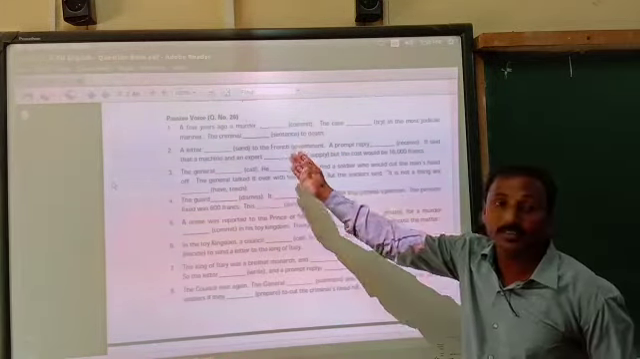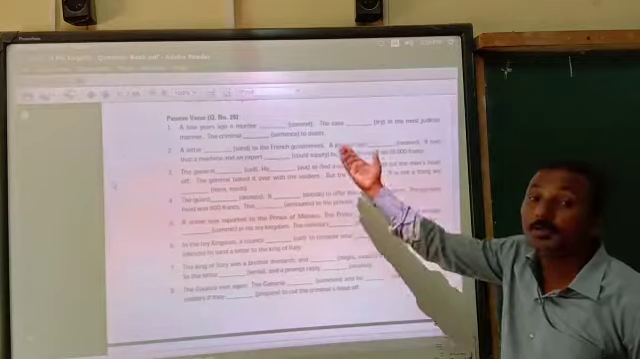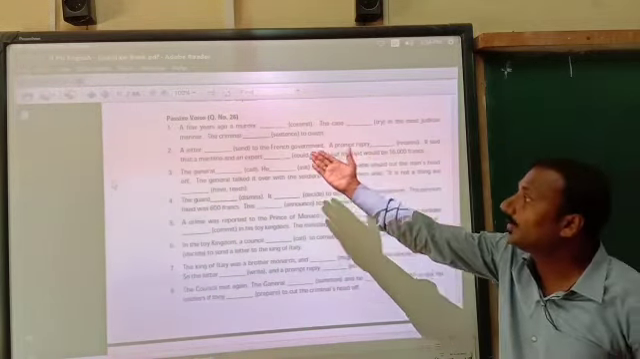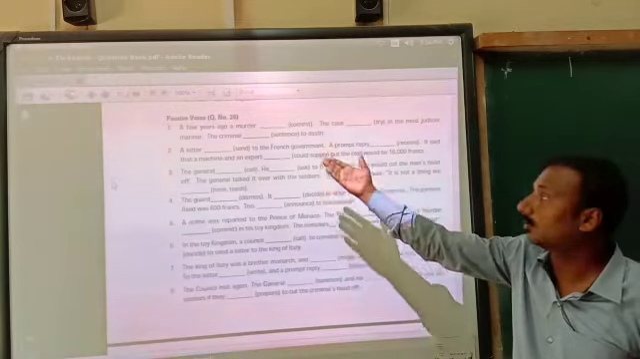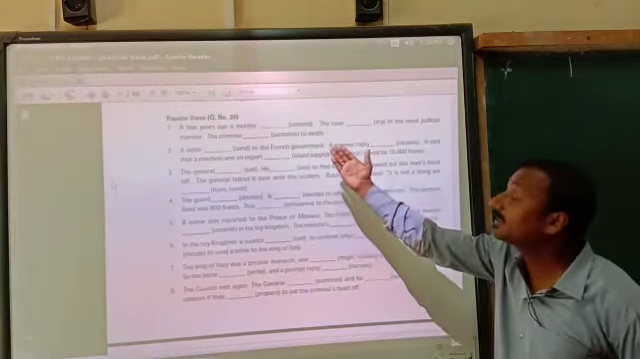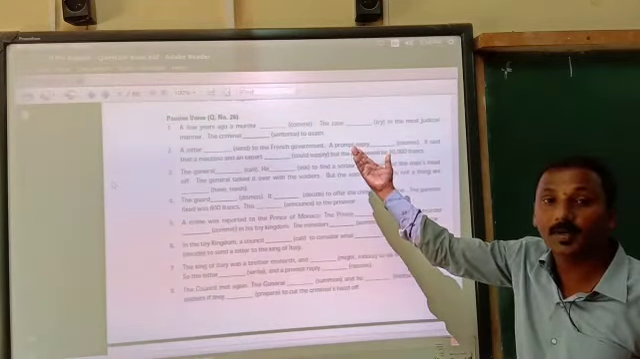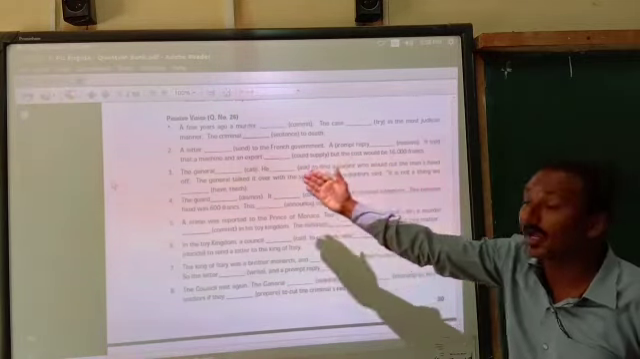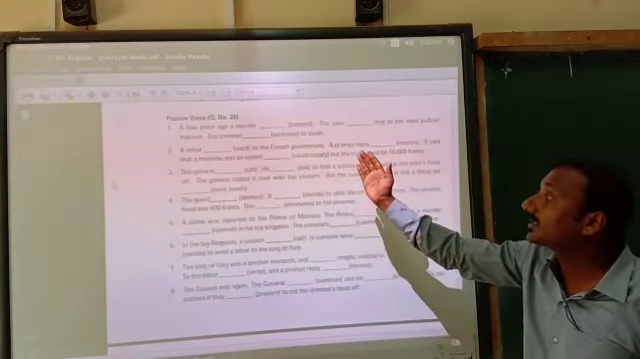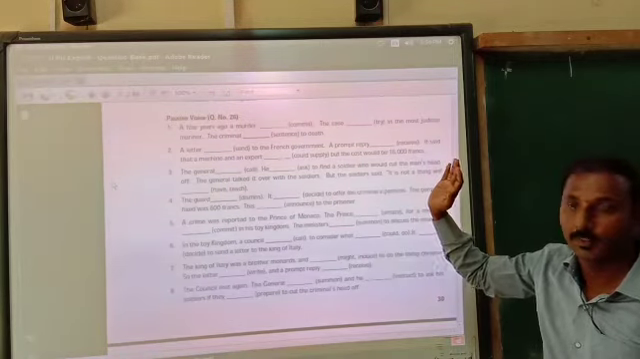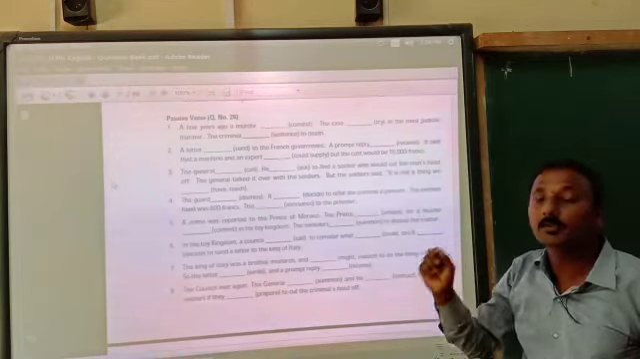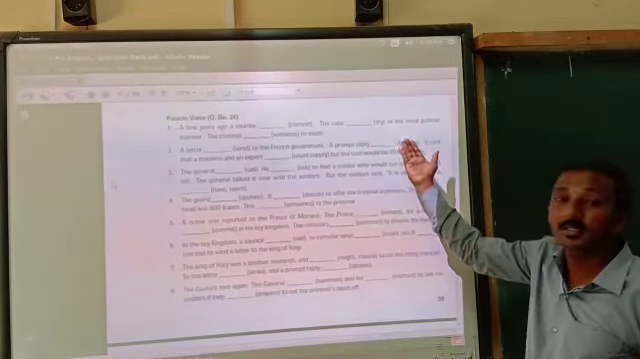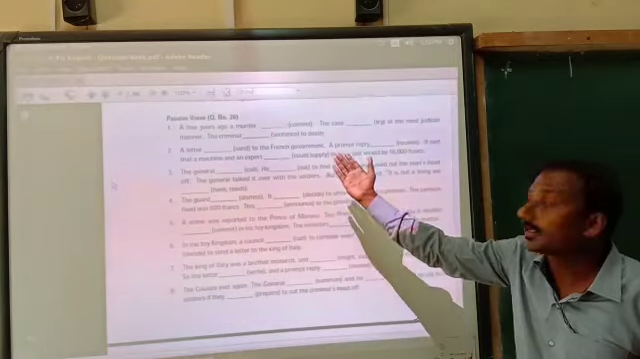A few years ago, this is a past sentence. That's why we use was. A few years ago, a murder was, and that is also based on the subject. Subject is singular, so we use was. A murder was committed, V3 form or past participle form. The case was tried in the most judicial manner. The criminal was sentenced to death. You need not write the question, just write the answer like was committed. Second one, was tried. And third one, was sentenced.